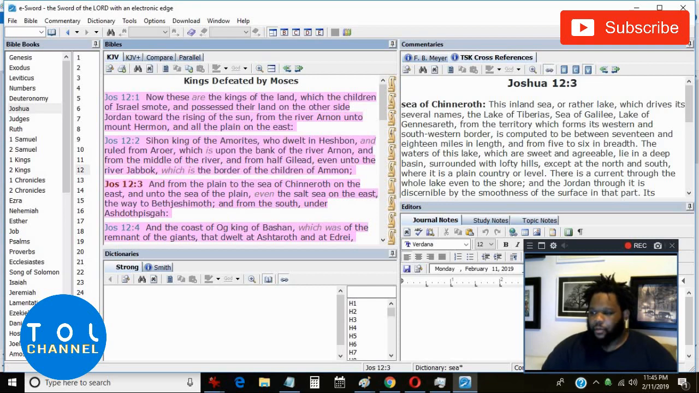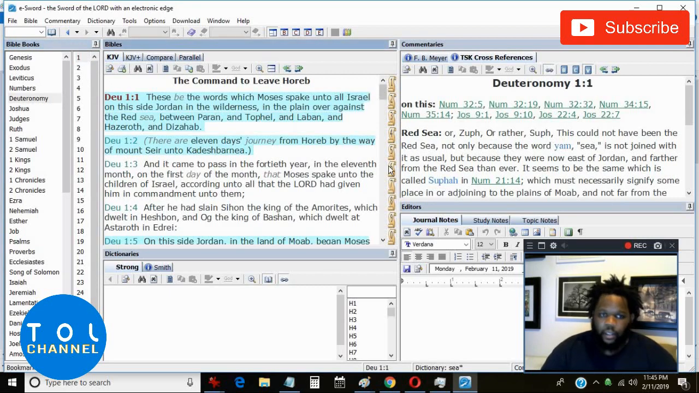Now we go back to Deuteronomy 1. We're going to line this up with what we're already saying. Now this is when Joshua defeated those kings on the east. Deuteronomy 1. We know Moses spake to all Israel on this side of the Jordan, the wilderness. Moses never crossed the Jordan. Remember that. When we crossed the Jordan, this was our stomping ground. This is where we were at.